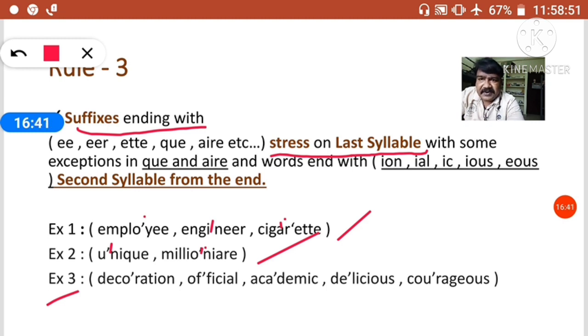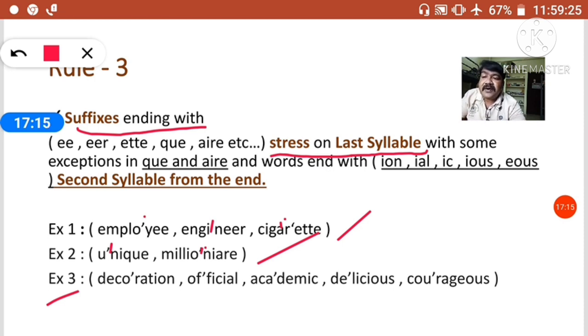Decoration. Now here we have to concentrate, as a little bit of change will occur. That is why, with some exceptions in QUE and AIRE, and words with ION, IAL, IC, IOUS, EOUS, the formula we have to keep in our mind is the second syllable from the end.